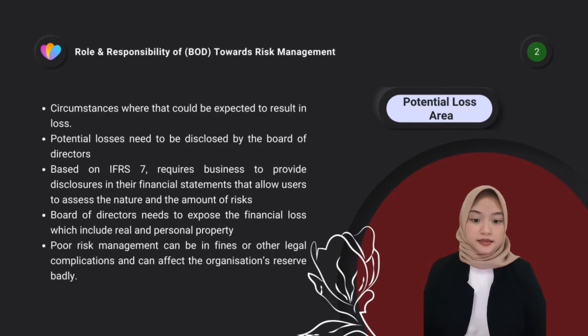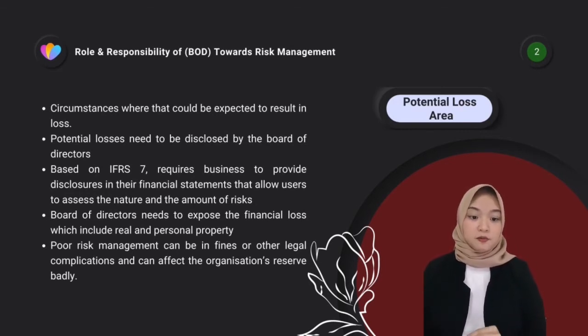The board of directors needs to address the financial loss, which includes real and personal property, that is intangible and tangible, and personal losses. Also, revenue can be lost through gross profit margin and the increasing of expenses. The consequences of poor risk management can be fines or other legal complications and can affect the organization's reserves badly.